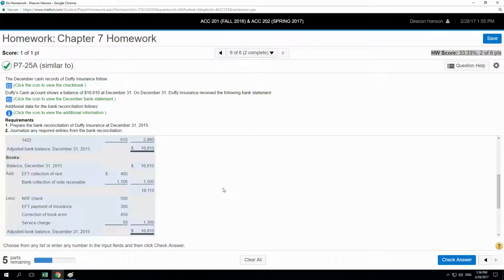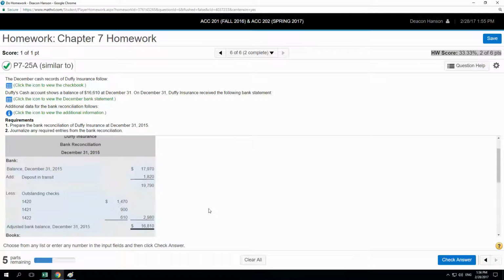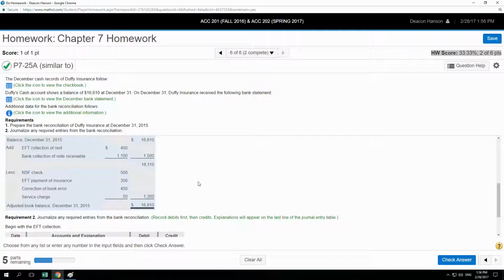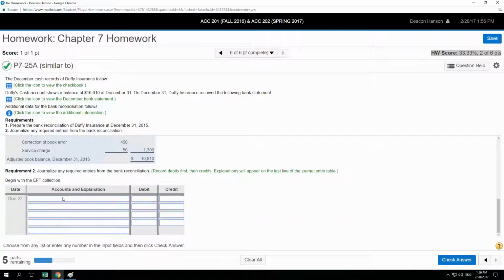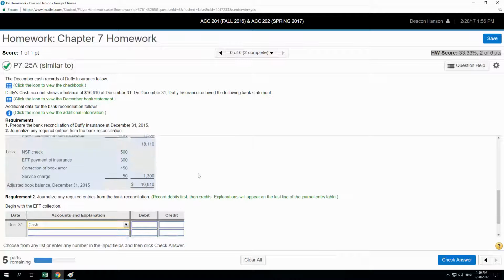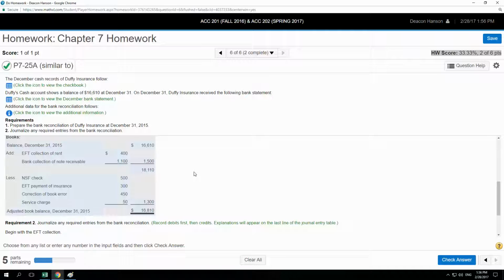Why wouldn't we need to make journal entries for the top stuff? What's the logical answer? How come I'm not going to make journal entries for the bank statement reconciliation? Because the bank. Yeah, I don't have control over their books. That's the bank's books, right? So I can make adjustments for my company's books. So let's start with the first one. If there's an EFT collection of rent, think about it, we got more money, right? So when we get more cash, what do we debit? Cash. So I'm going to debit cash. Now what would I call that rent?